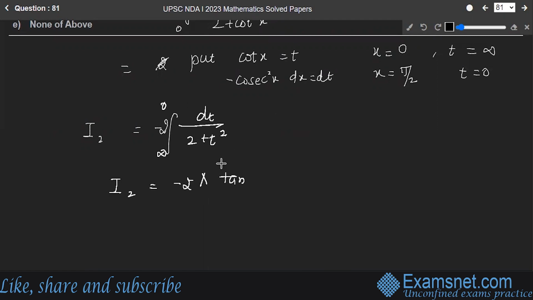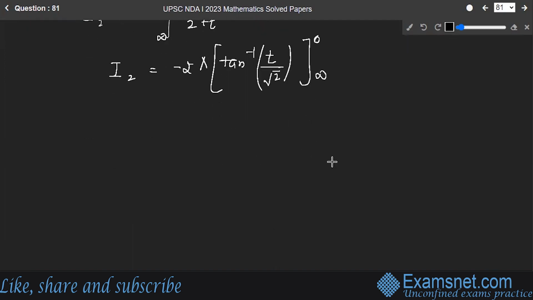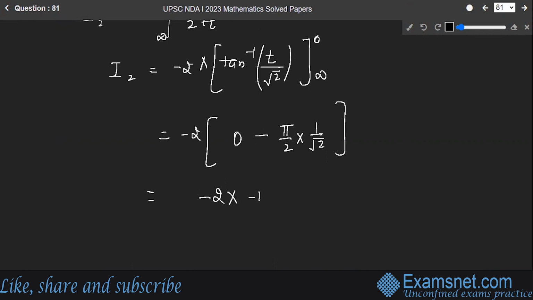which gives you I2 is equal to minus 2 into tan inverse t by root 2, following the same procedure which we have done. The limits are from infinity to 0. So same thing, minus 2, now tan inverse 0 will be 0, minus of tan inverse infinity, which is pi by 2, multiply this. Okay, so you will be having minus 2 into minus pi upon 2 root 2, which will be equal to pi upon root 2.